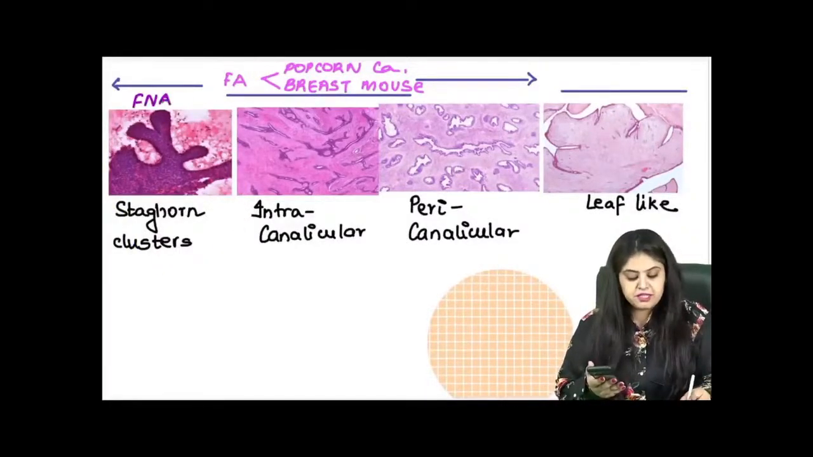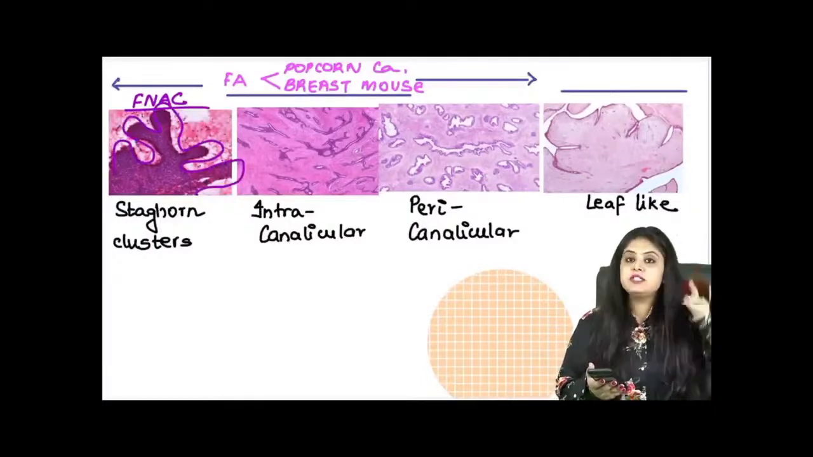So look at this. First of all, breast lump. The first thing you would want to do is FNAC. Very good. In FNAC, can you see these clusters? Everyone, these are a little like the horns of a deer.